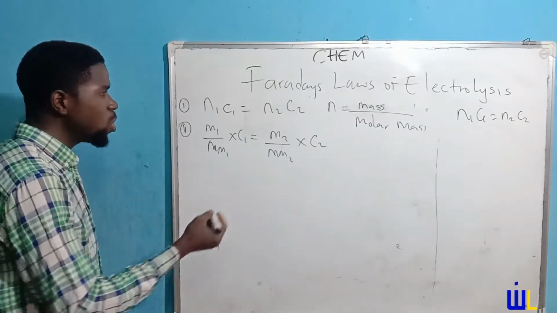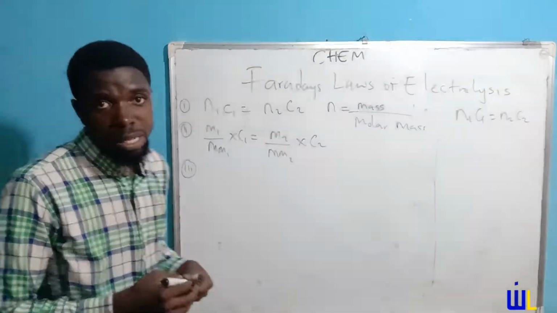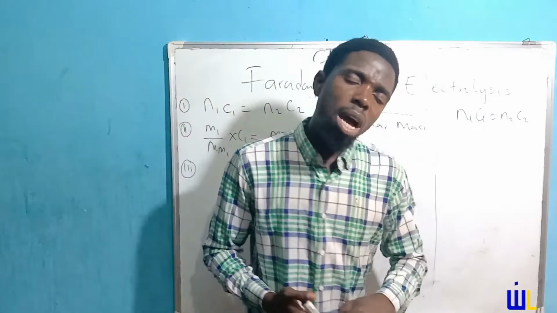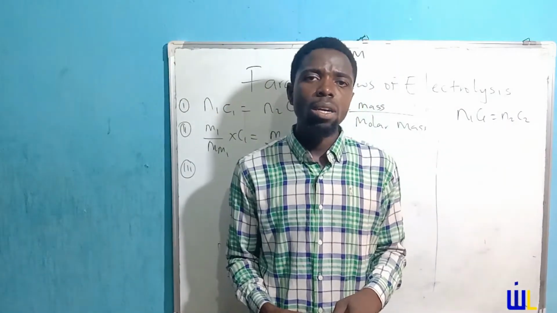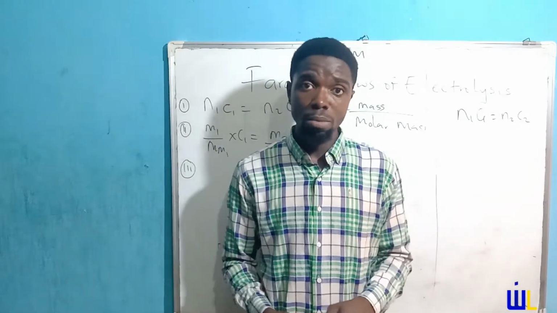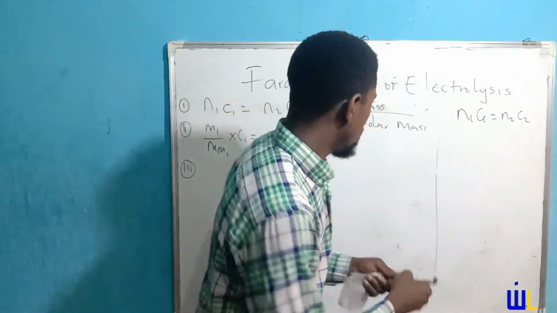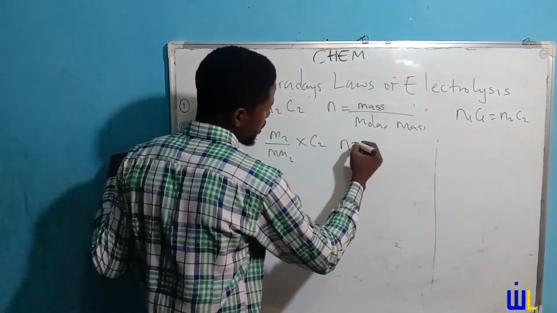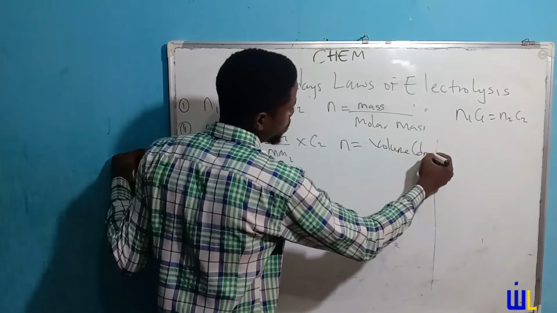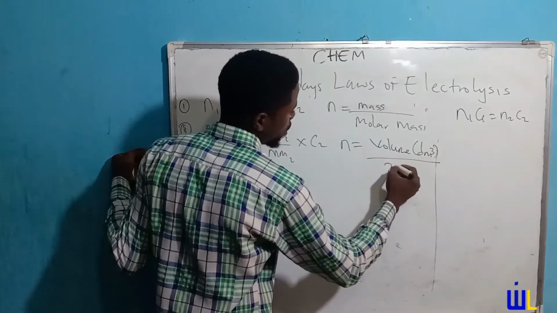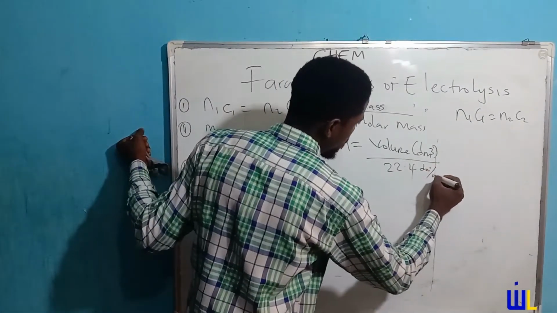Okay, we go to the next one, which is the third relation. Sometimes gases are actually produced in these cases, and the gases that are being produced in this case are measured in volume most of the times. So instead of measuring it in number of moles, we need to use a volume relation. And what is the volume relation going to be? N is equals volume in dm cube divided by 22.4 dm cube per mole.